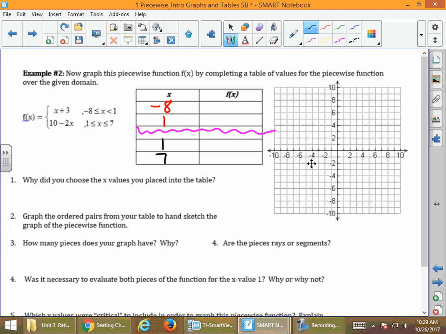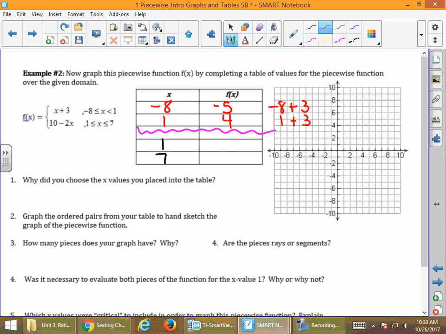So my spacing is a little bit tough here. And I'm going to write it over here in the graph and then I'm going to erase it. But to figure out this value, we're going to take -8, we're going to put it back into x plus 3 for the x. So this is going to be -8 plus 3, which is -5. We're going to put 1 back into that first piece. So it's going to be 1 plus 3, which is 4.